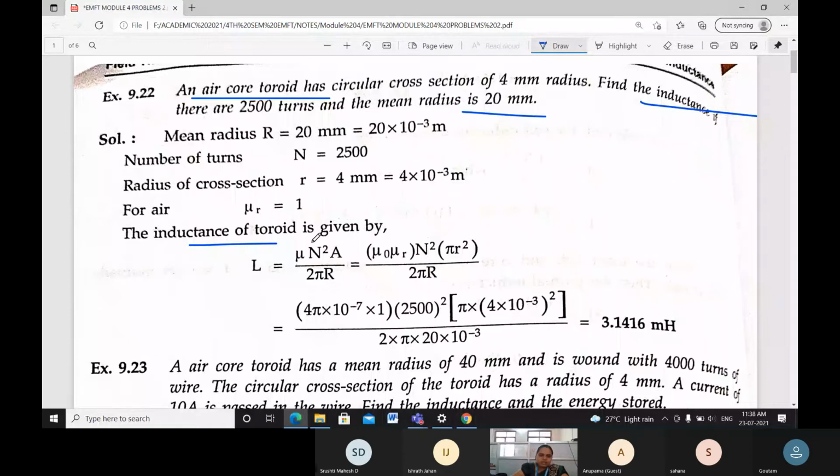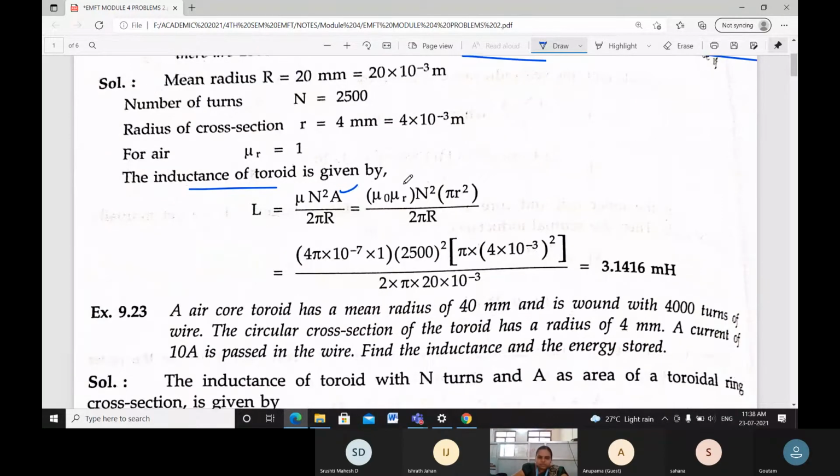Therefore we know the equation for inductance for toroid, remember this equation: L is going to be mu times N square A divided by 2 pi R, where A is the area. Then I can substitute mu as mu naught into mu r, N square, area. Here it is circular, for that reason pi r square is the area, divided by 2 pi capital R. Then go and substitute for each and every term here.